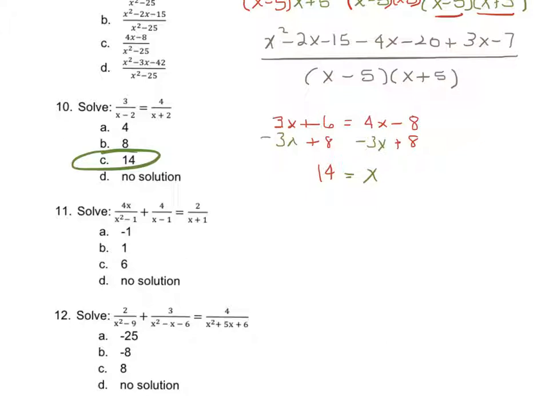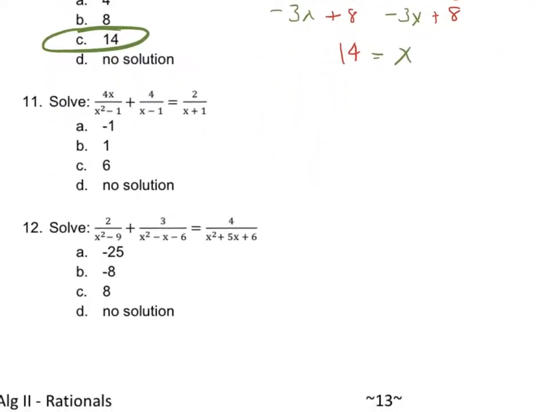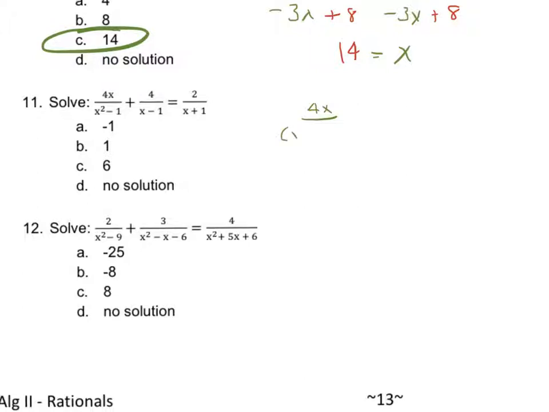11 now, I cannot cross multiply because it isn't just fraction equals fraction. So instead I'm going to use a method to get rid of all the denominators. So I've got 4x over, factoring, x minus 1, x plus 1, plus 4 over x minus 1 rather, equals 2 over x plus 1. And looking at the denominators, to cancel each one out, I'm going to have to multiply everybody by the same thing. In this case, x minus 1, x plus 1.